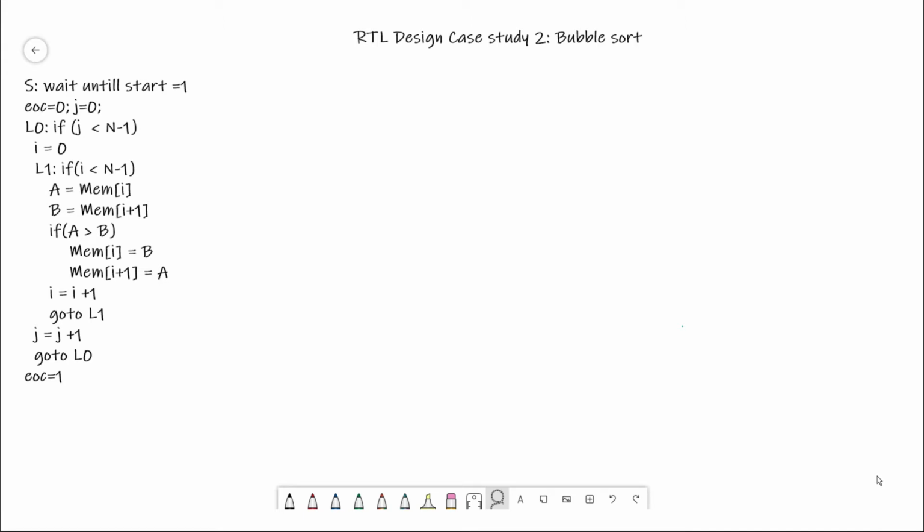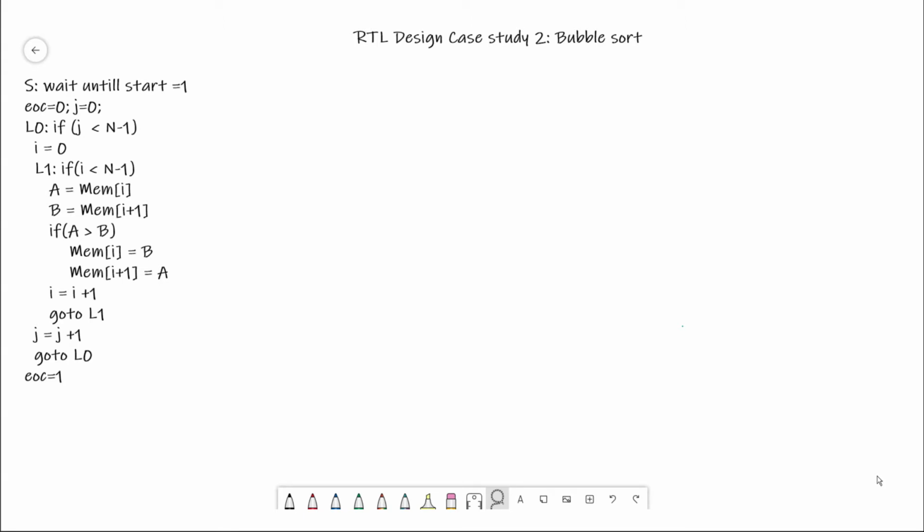So this is the algorithm for bubble sort. In the first line we are saying wait until start equal to 1. So until start equals 1 we will remain on this particular line, and then we will say end of computation equal to 0, j equal to 0. The first loop, L0: if j is less than n minus 1, then we continue, i equal to 0. And the second loop, L1: if i is less than n minus 1, then we will start the second loop.